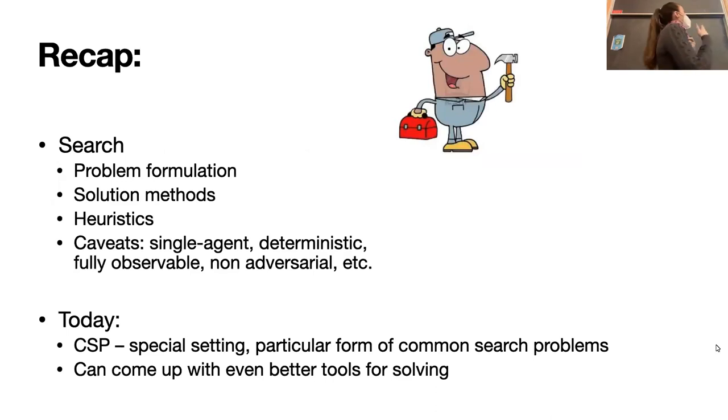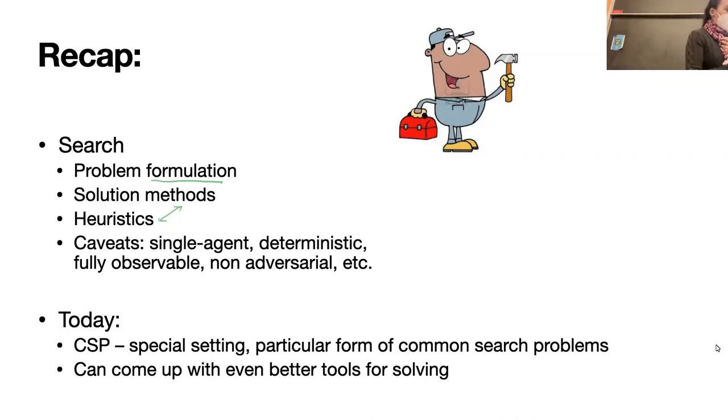Okay, so what did we see? What we've been looking at is search problems, okay? And we talked about maybe four key things here. We talked about the problem formulation. What does it mean to be a search problem? How do we express that in a formal way? And then we talked about specific solution methods and heuristics, which largely go hand in hand, okay?